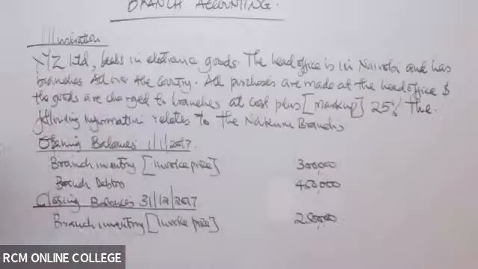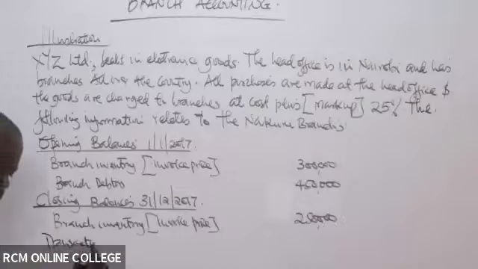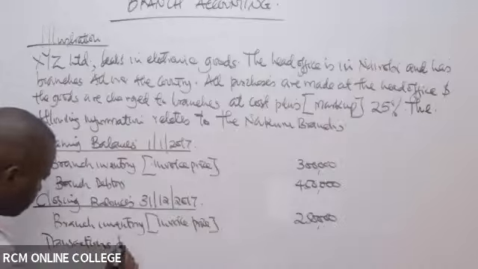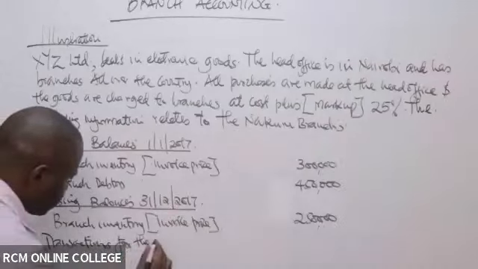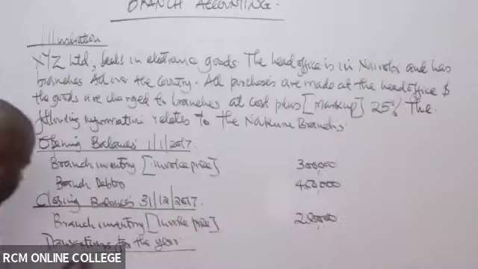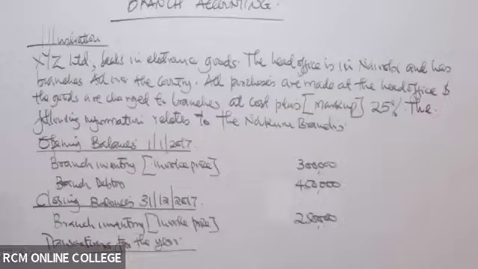Then there are a number of transactions during this particular year that occurred. So the transactions for the year. The first transaction we can write there.